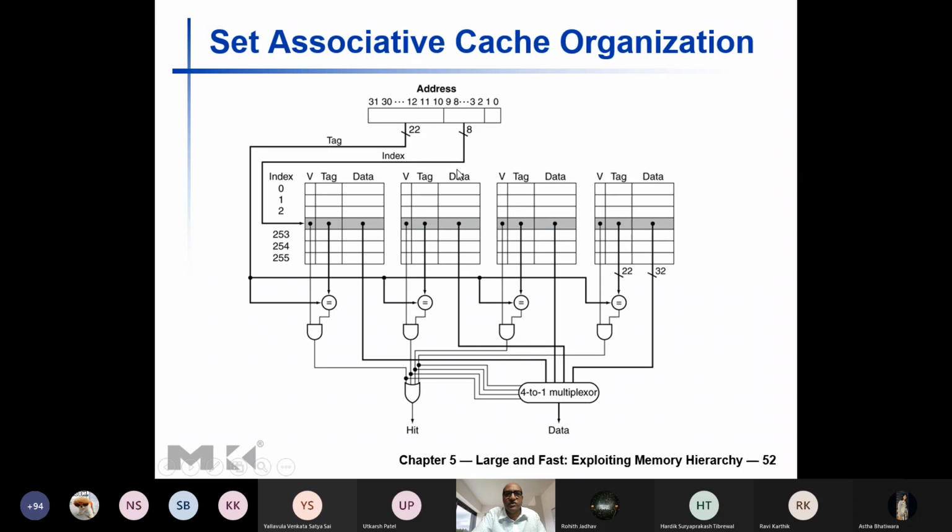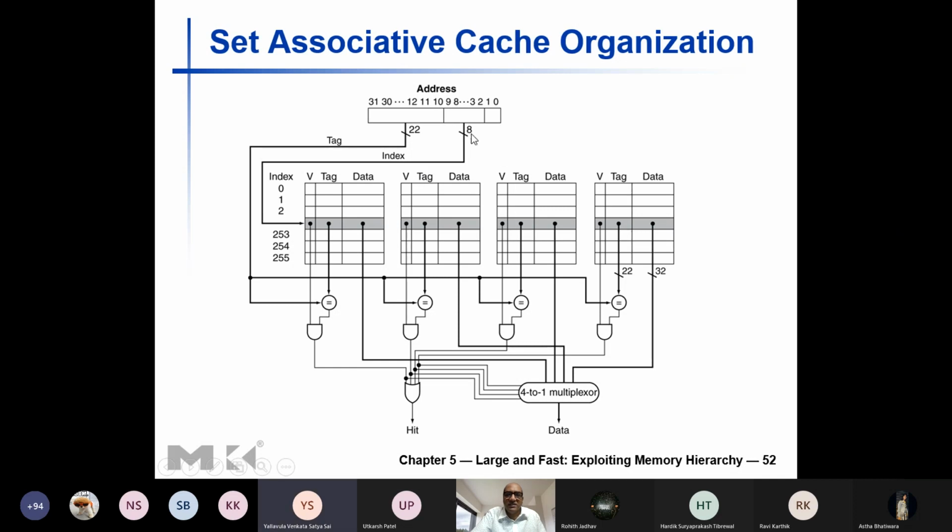But here this is set associative, and this is 4-way set associative, which means each set carries 4 blocks. Therefore, to indicate the number of sets, how many bits are required? 8 bits, because a set contains 4 blocks. Earlier, the block was indexed by 10 bits, because each entry contains only one block.